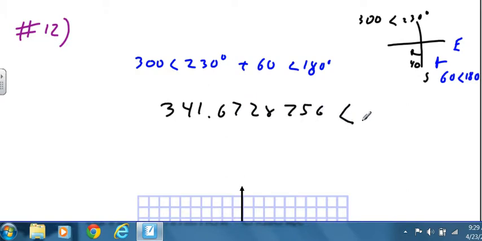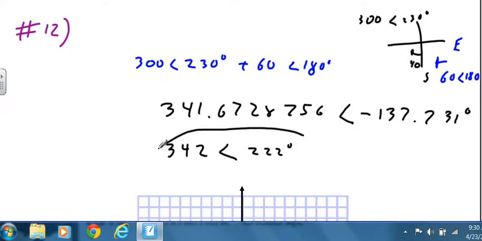341.67 at an angle of minus 137.731 degrees. Well, I don't have that many significant digits, so you probably only have 2. Did I have 3 in the problem? I don't remember. Anyway, we'll call it 242 at an angle of, well, I don't like that angle, so 360 minus 137.73, at an angle of 222 degrees. So that's what my calculator tells me.